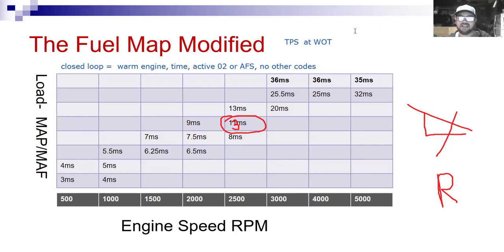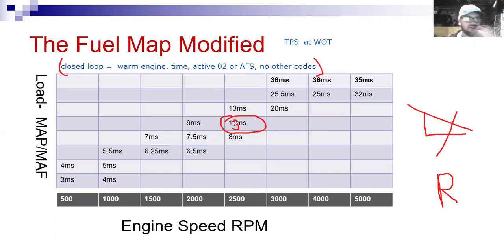So anyways, with that, hopefully this makes sense, is that when we go into closed loop, and remember the engine's got to be warmed up, we have to meet all of these conditions, if you will, right? Think of that as your enable criteria. Then we're going to modify what's on the fuel map based on what the O2 sensor is saying or what the air fuel ratio sensor is saying.